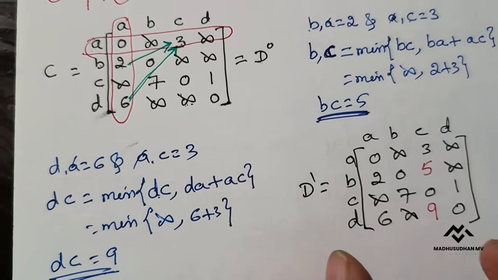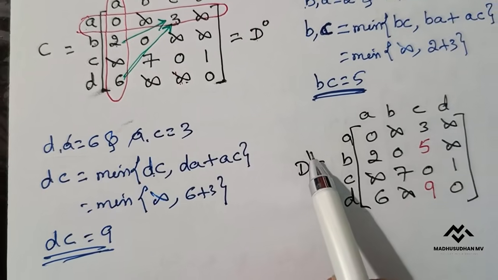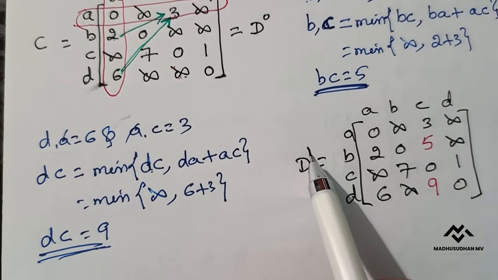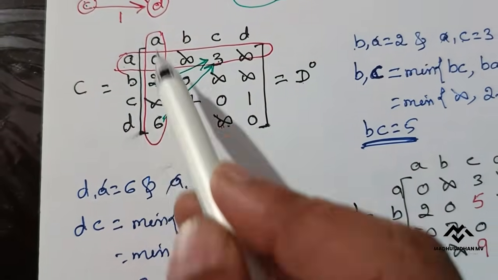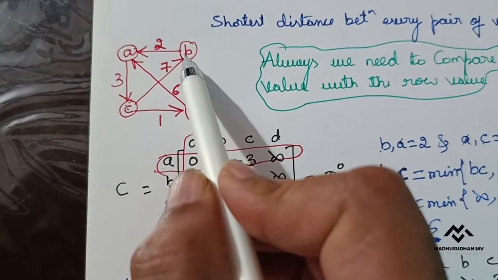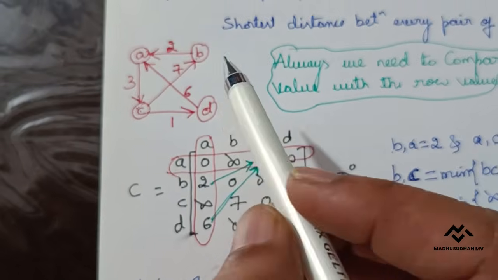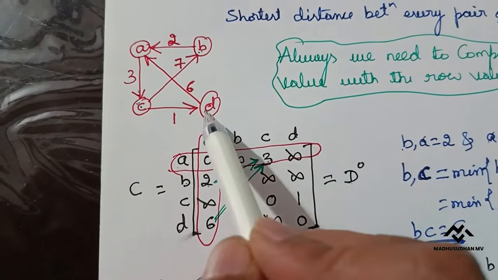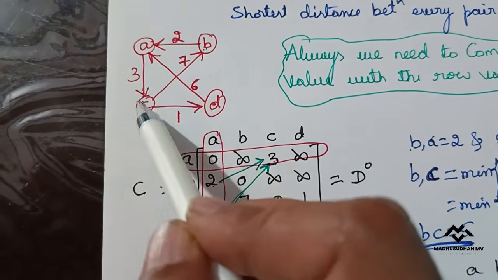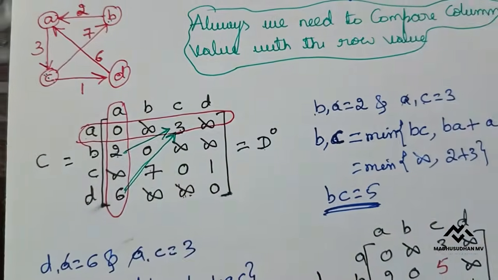That means this is the distance matrix I got by considering one vertex as an intermediate node. That is A. So through A, from B to C I can reach, and similarly D to C I can reach through A. D to C is 6 plus 3, 9. Okay, this is what we found out here.